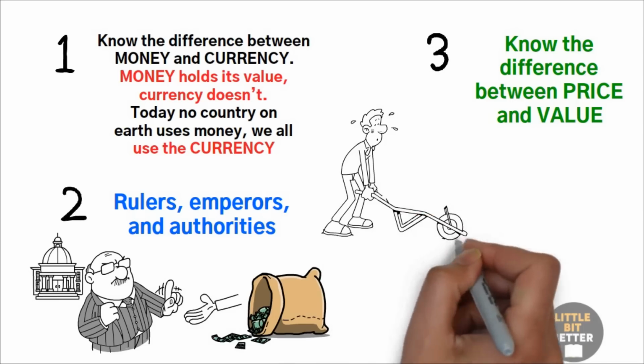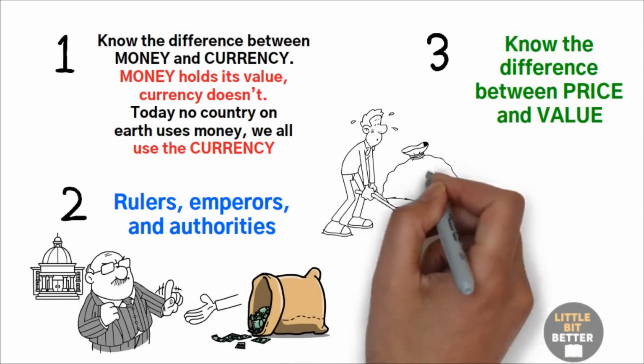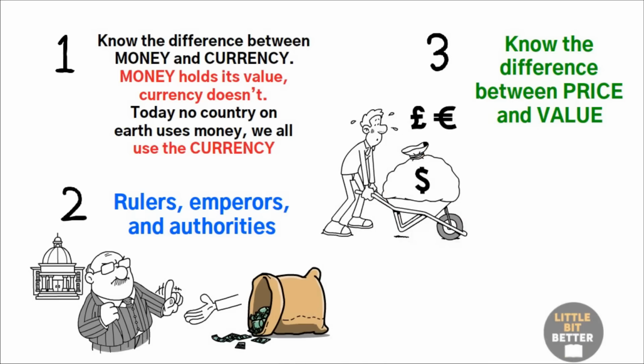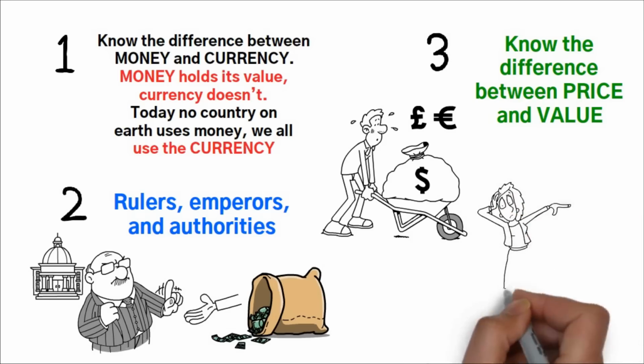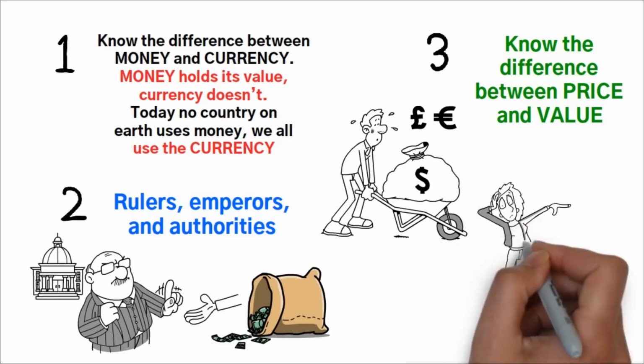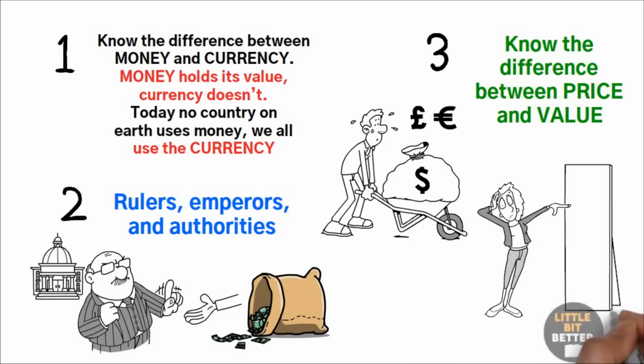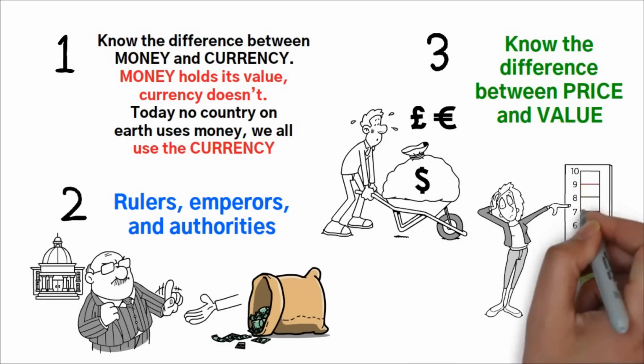One of the main functions of money is the measure of value. But since we are not using money anymore, you can't trust currencies to serve as a measure of value. Just like other measuring systems, such as liter or meter, money also needs to be stable for society to function properly.